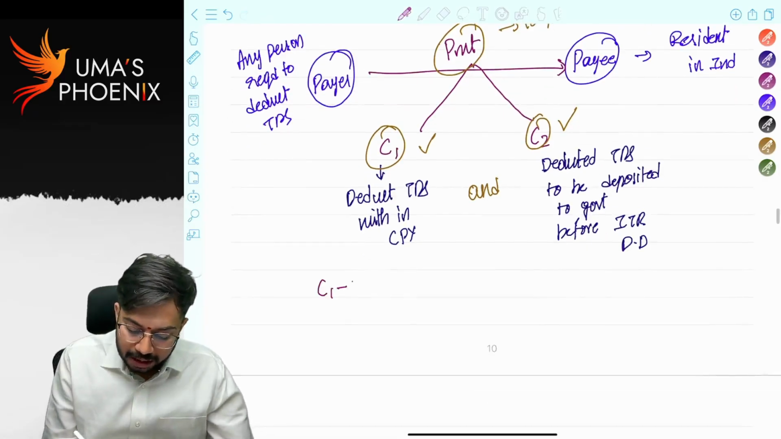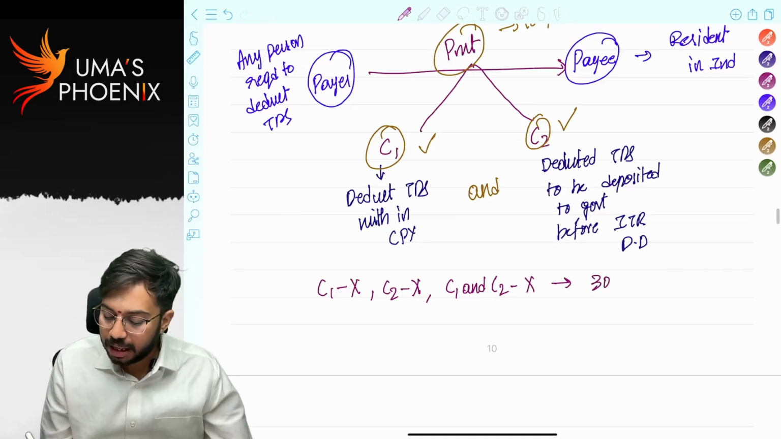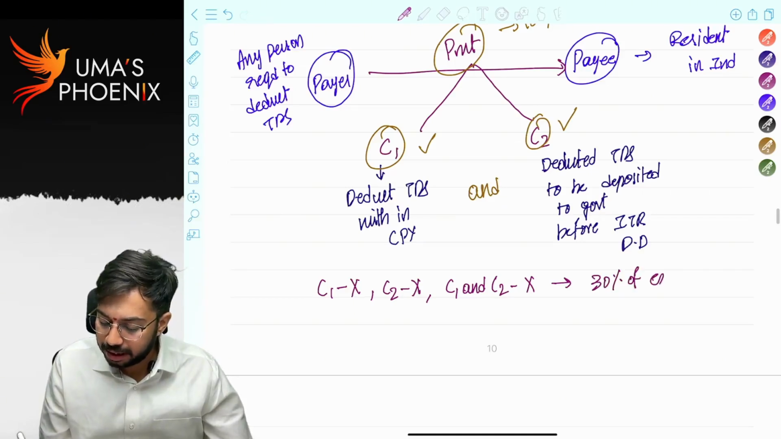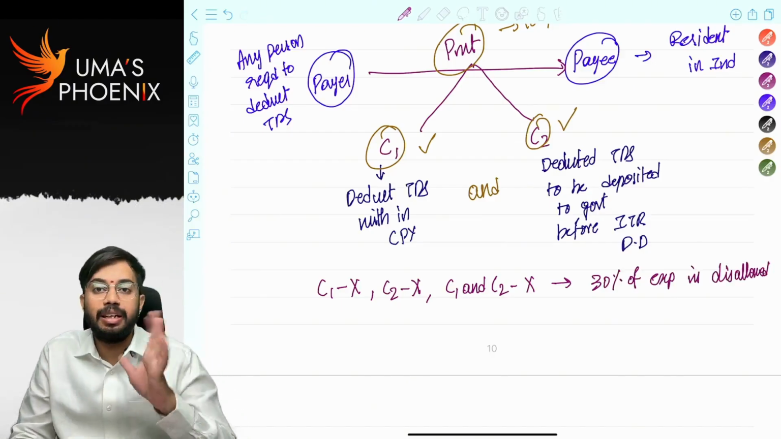If C1 is not satisfied, or if C2 is not satisfied, or C1 and C2 both are not satisfied, in this case 30% of the expenditure is disallowed.